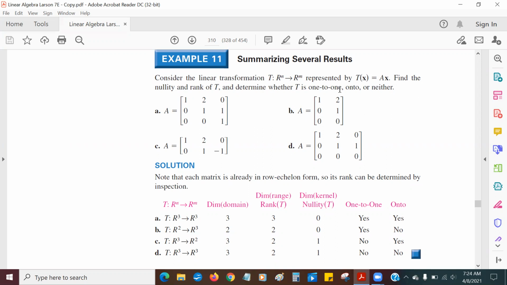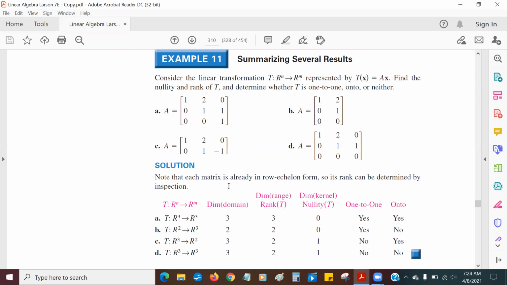And we want to determine whether T is 1 to 1, onto, or neither. So it might be 1 to 1 but not onto. It might be onto but not 1 to 1. It might be both. It might be neither. All possibilities. So now, if A is 1 2 0, 0 1 1, 0 0 1, so what's the story?